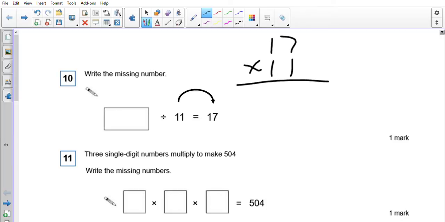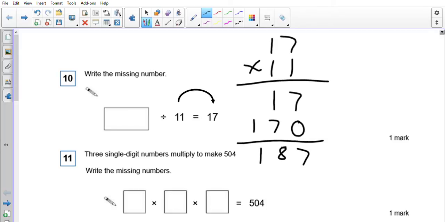So I'm going to do 1 times 7, which is going to give me 7. I'm going to do 1 times 110, which is going to give me 110. And then I'm going to put in my place value holder, and then I'm going to have 1 times 7, which is 7, and then I'm going to have 1 times 110, which is 110. I'm going to add those up. I'm going to get 187.